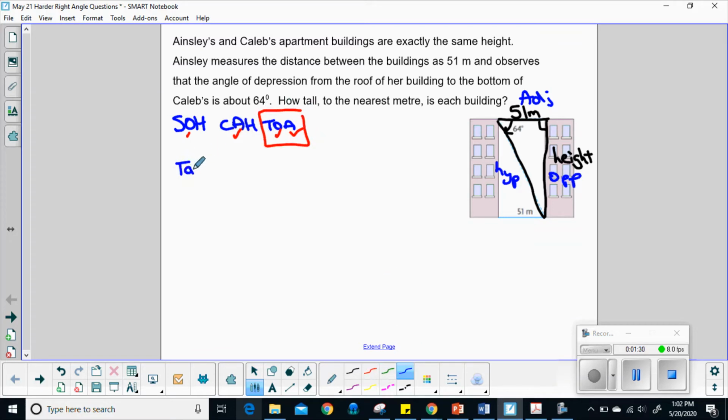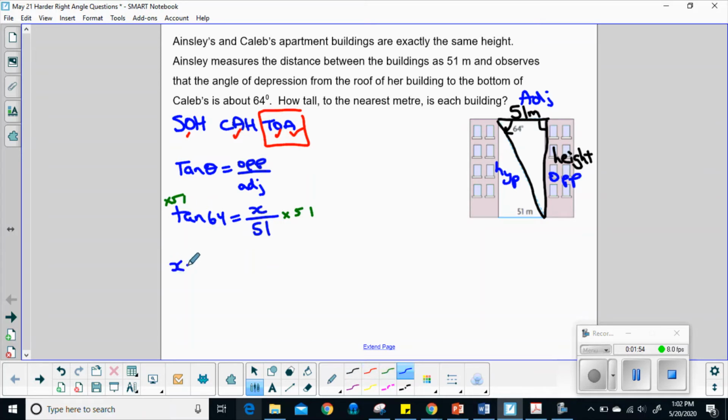So that means I'm going to be solving tan angle is opposite over adjacent. Pop in what we know. So tan 64 is opposite is my height. So that's like my X. That's what I'm looking for. My adjacent is my 51. Rearrange. So let's see. Instead of dividing, we need to multiply both sides by 51.